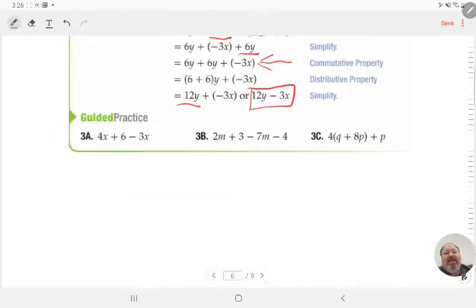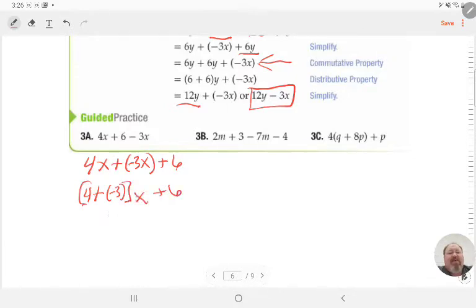All right, welcome back. Let's see how you did. So if I change this around, I could say 4x plus negative 3x plus 6. And then this would be 4 plus a negative 3 x plus 6, or 1x plus 6, which I could simply just write x plus 6.